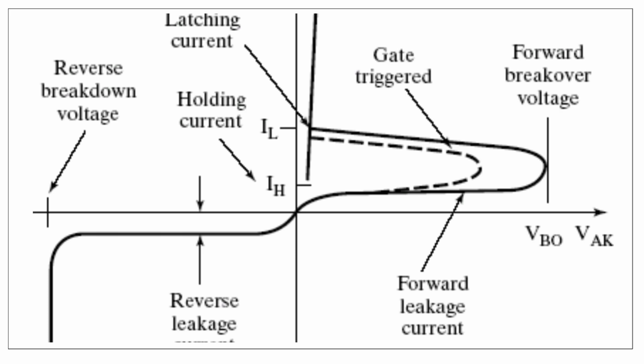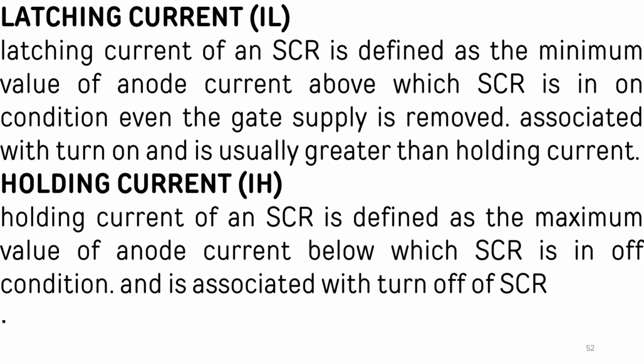Latching current of an SCR is defined as the minimum value of anode current above which the SCR stays in the on condition, even if the gate supply is removed. It is associated with turn on and is usually greater than the holding current. Holding current of an SCR is defined as the maximum value of anode current below which the SCR is in the off condition, and it is associated with turn off of the SCR.